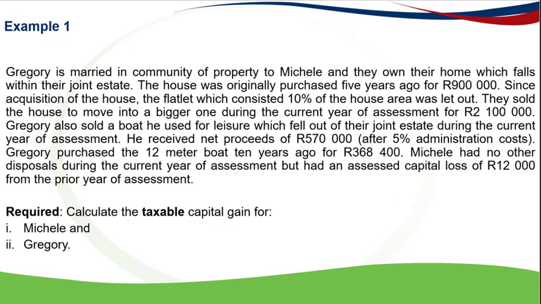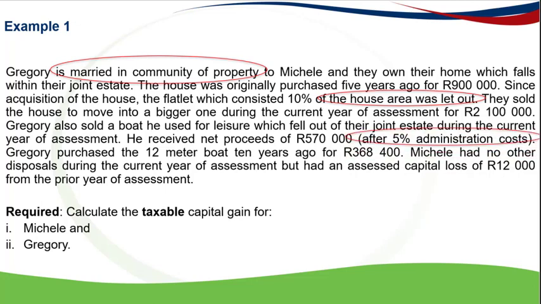Going back to what is required, you need to analyze your information carefully. From the information provided in the scenario, the following items should have stood out. Firstly, Michelle and Gregory are married in community of property, and the house they are disposing forms part of their joint estate. This means that they will be deemed to have disposed of the house equally. Secondly, 10% of the house was let out, which means there was trade use. So an apportionment needs to be made.